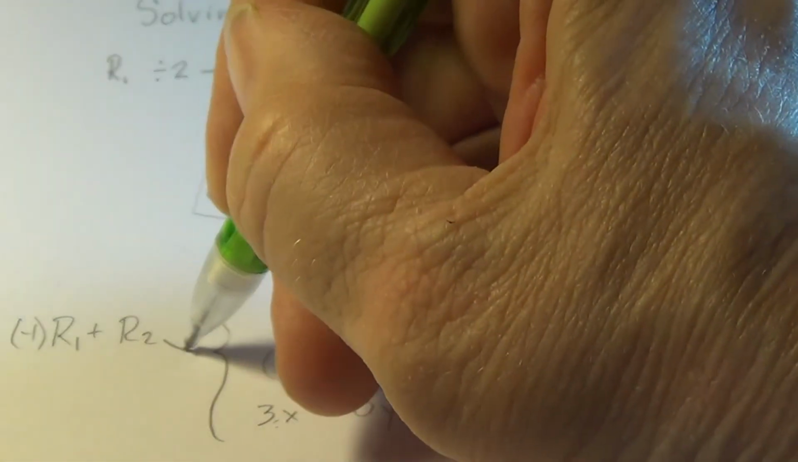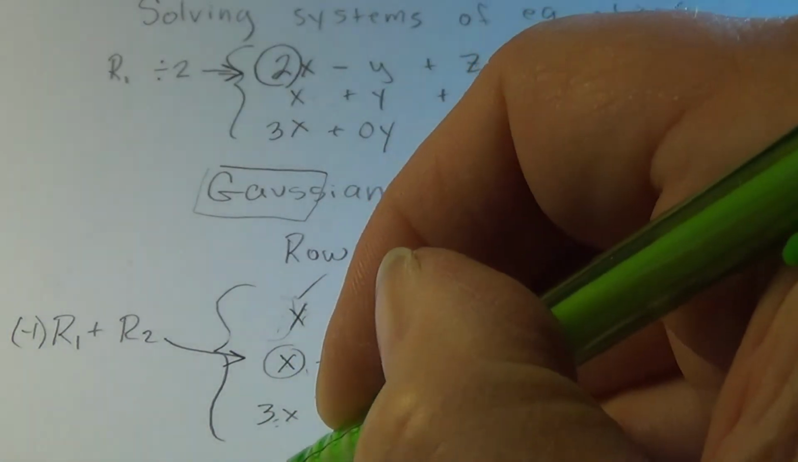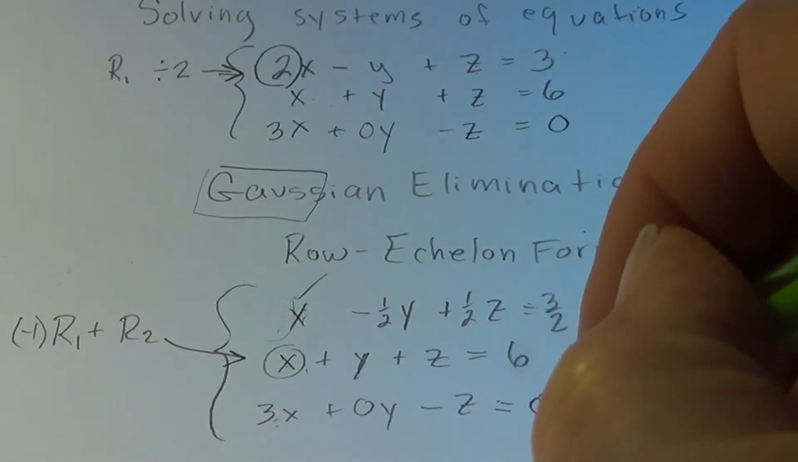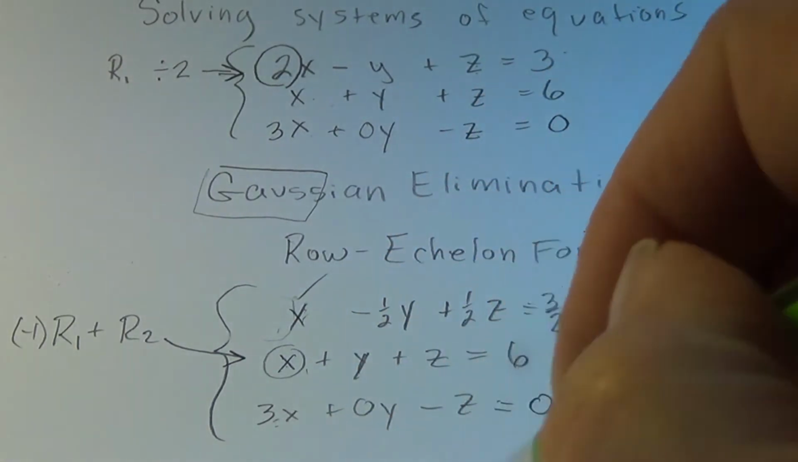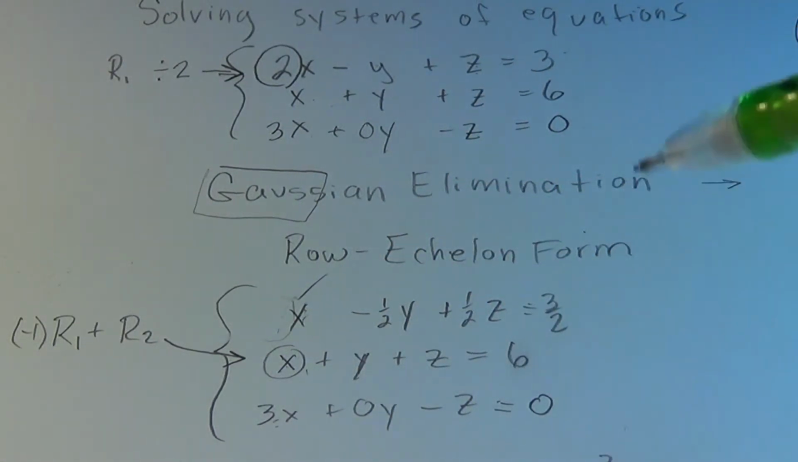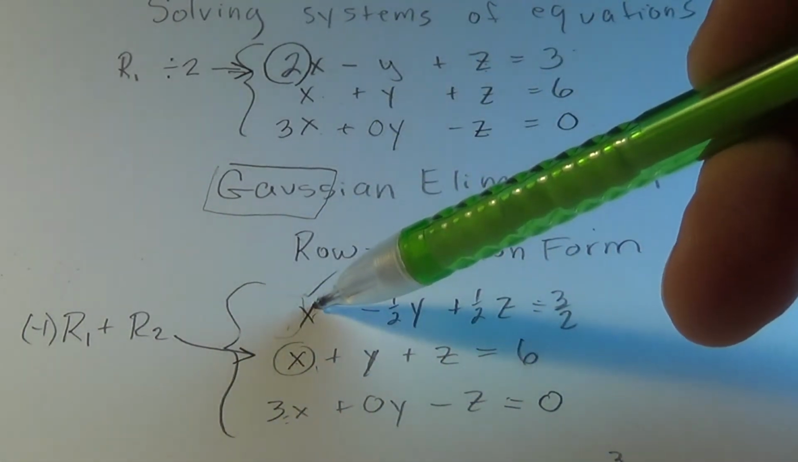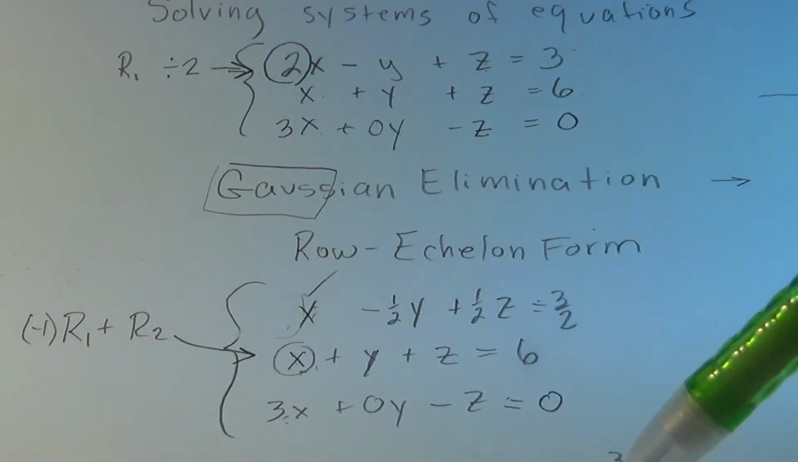So I'm going to put an arrow on the actual equation that will change. We only change one equation at a time, so I will rewrite the first and the third unaltered. x minus 1/2 y plus 1/2 z equals 3/2, and the bottom 3x plus 0y minus z equals 0. So what does this one become when I multiply the first equation by -1 and add it to the second? And I will write the result here.